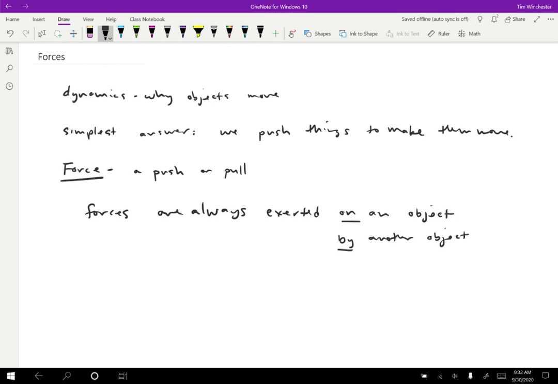So in any given circumstance, if you can't identify what a force is exerted on and what it is exerted by, there's a good chance that it's not a real force. So this is a good tool to have. You should always be trying to think, okay, what is this force exerted on and what is it exerted by?